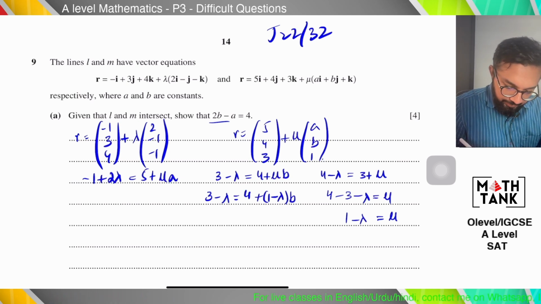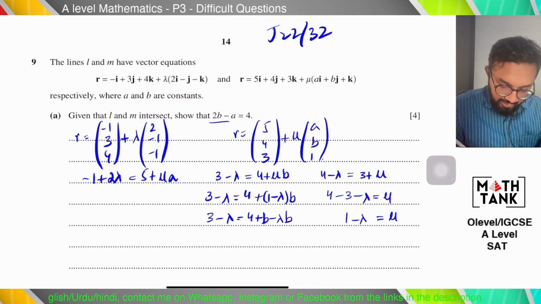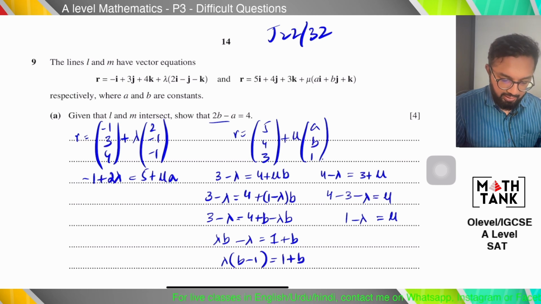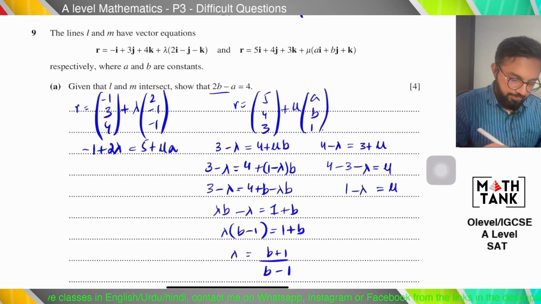I get 3 minus lambda equals 4 plus 1, 4 plus b minus lambda b. Let's gather the lambdas on one side. Lambda b minus lambda equals 3, 4 minus 3 is 1, 1 plus b. Lambda common, b minus 1 equals 1 plus b. Lambda equals b plus 1 over b minus 1.